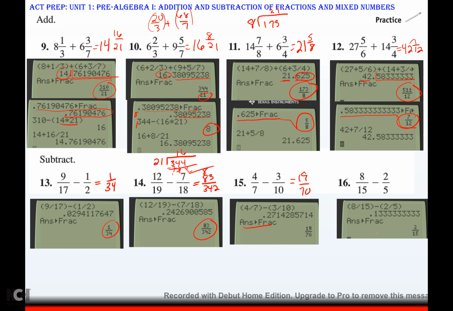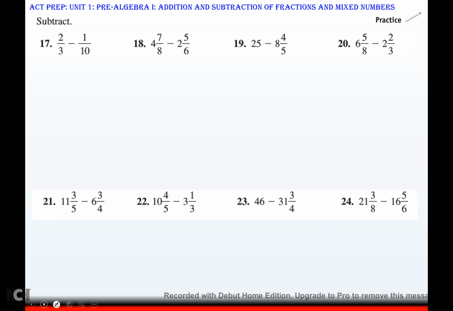16, type it in, I get 0.13 repeating. Math enter it, and I get 2/15. And I love it when they come out proper, because then we don't have to do this mixed number garbage. Alright, so let's practice some more, typing some subtraction. I typed the first one and got 0.56 repeating. Math enter it. My answer is 17 over 30.